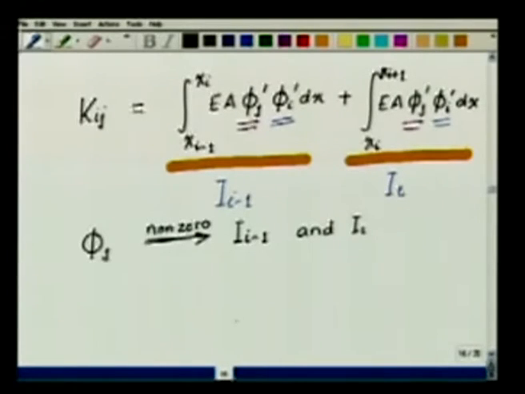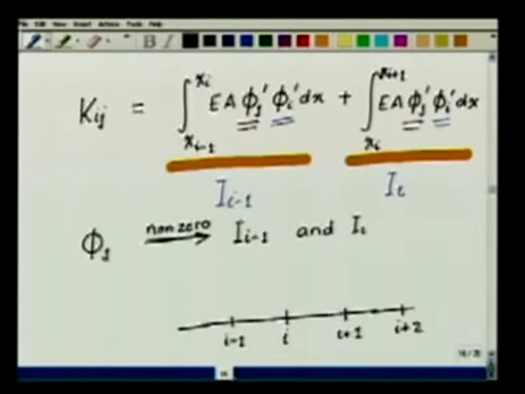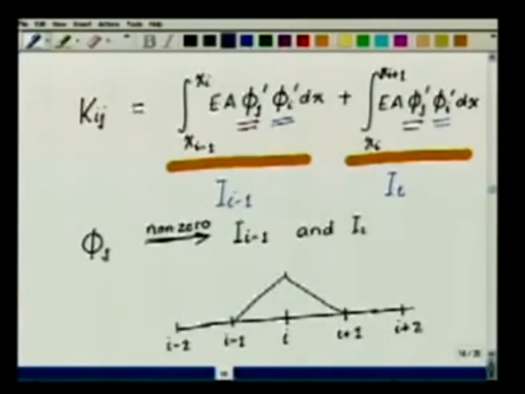Again, let us draw the picture that we had made earlier. So here is my node i, here is node i plus 1, here is node i plus 2, node i minus 1, and node i minus 2. If you plot these figures for the phi i's, this is going to be phi i. I am looking at only these two elements, and I would like to know which of the phi i's are non-zero in these two elements.